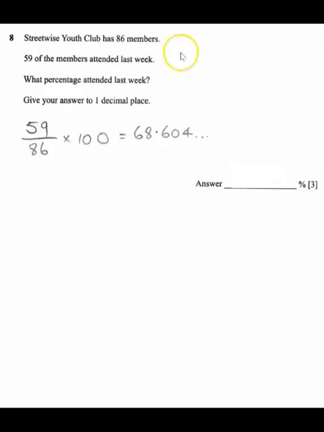So the way you look at it is 59 out of 86 members attended last week, and this is how you would write it as a fraction. And to change this fraction to a percentage, you just multiply by 100. So the actual answer is 68.604%, and I've just rounded it to 1 decimal place.